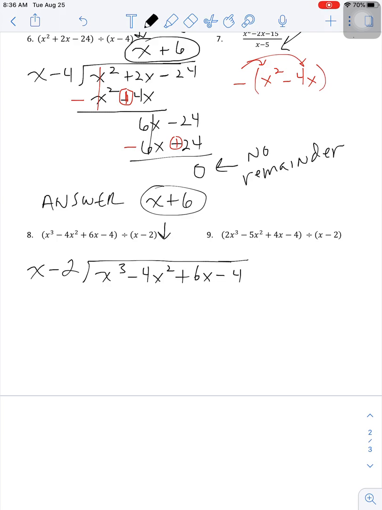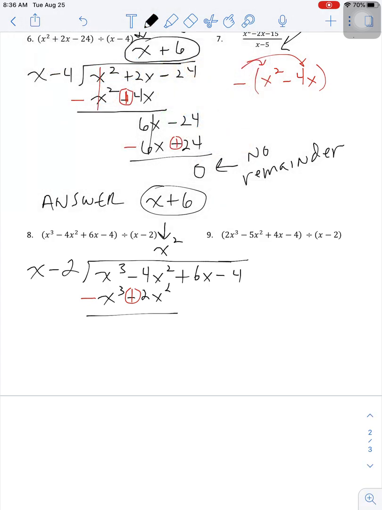What times x gives you x cubed? Well, the answer to that is x squared. So x squared times x gives you x cubed. x squared times a negative 2 gives you a negative 2x squared. And then you got to subtract. And again, when you subtract, that changes the signs on everything.